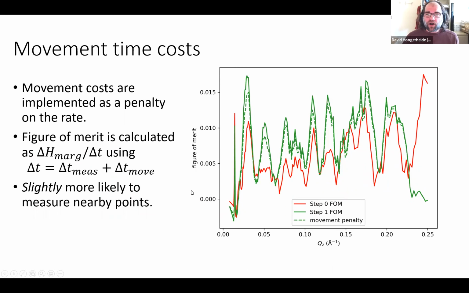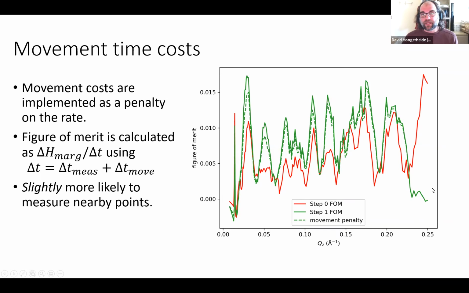You can also incorporate other costs, not just measurement time, for example, movement costs. For our monochromatic reflectometers, it takes maybe a minute to move from the maximum Q value to the minimum Q value. And so this can actually affect where you might want to go. So here's an example where the red curve shows the figure of merit for some step. I'll just call it step 0. There's a clear maximum out here at high Q. So you measure there, and then you recalculate the figure of merit.